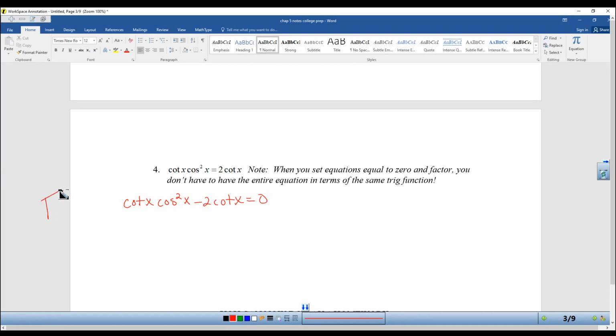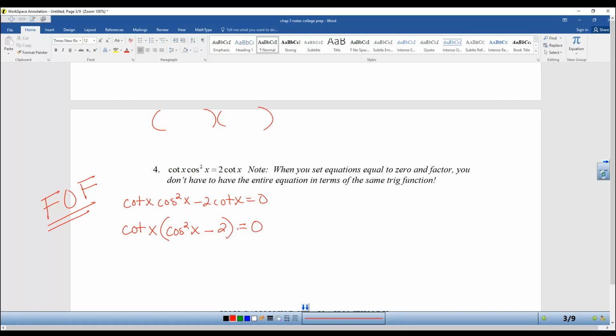And don't forget about factoring out first. People forget this kind of factoring, but I can just take it out. I'm not going to factor in 2 parentheses like I sometimes do. Instead, I'm going to just take out the cotangent, and I'm left with cosine squared x minus 2. So remultiply to make sure you did it right. Cotangent times cosine squared is cotangent cosine squared. And cotangent times 2 is 2 cotangent.